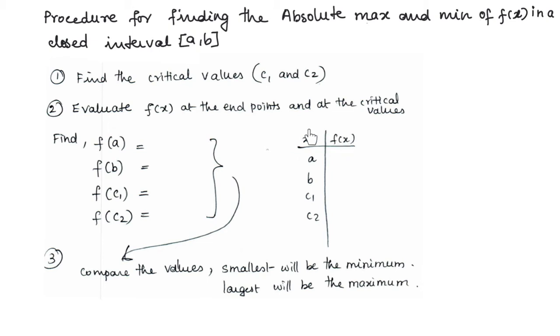If you wish, you can make a table like that, then it will be easier. Write a and b, those are the endpoints. Then write the critical points. Then find the corresponding y value by calculating f of a, f of b, f of c1, f of c2. Then compare all these values.